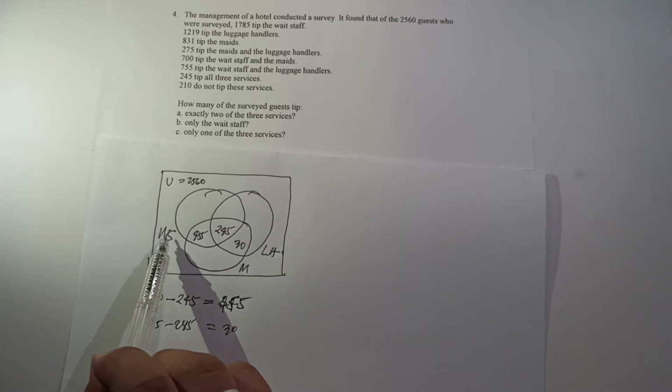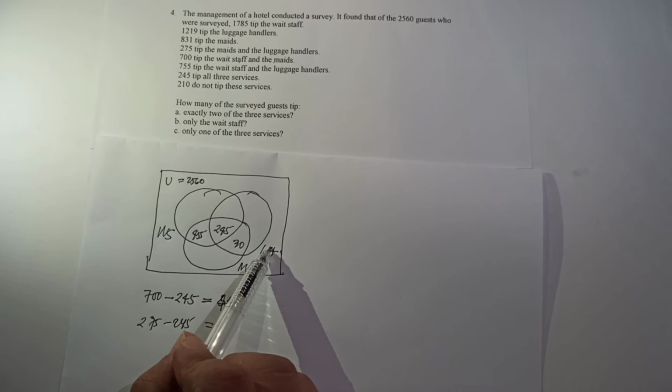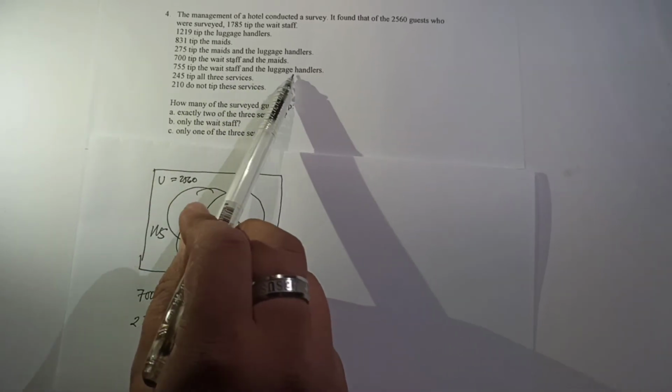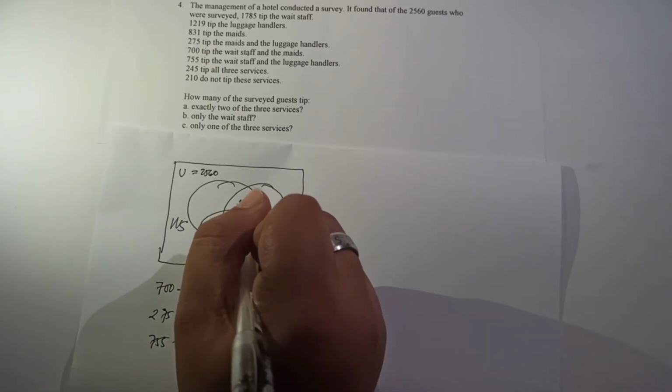Next is the wait staff and the luggage handlers. So the wait staff and the luggage handler is 755 minus 245, that is equal to 510. So this is 510. So now we can answer number 1, letter A, exactly two of the services.